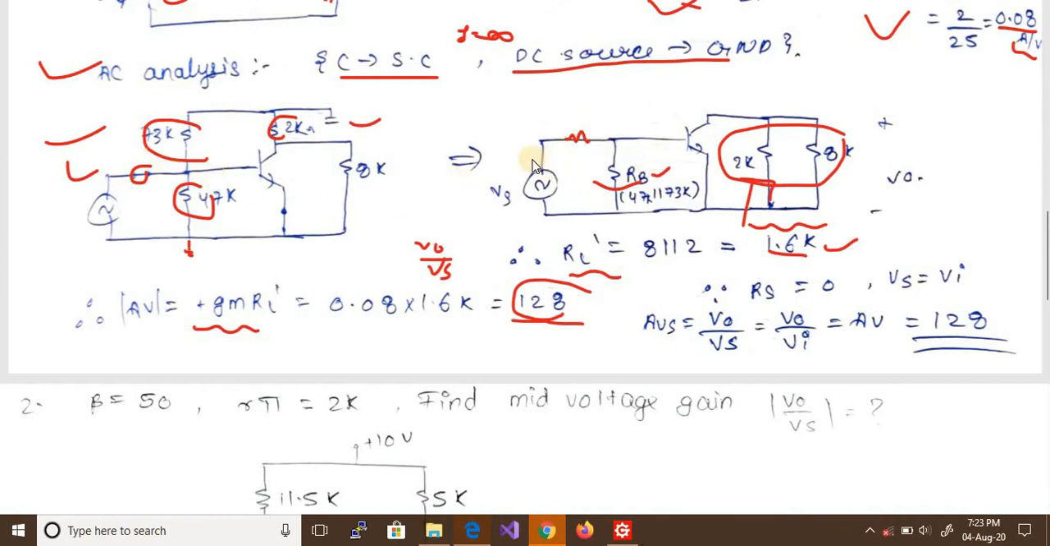The voltage, that is VS, is equal to VI itself. So VO by VS is nothing but VO by VI itself. It means that overall voltage gain is equal to internal voltage gain. So we are going to say that overall voltage gain is also equal to 128. So the answer for this question will be 128.